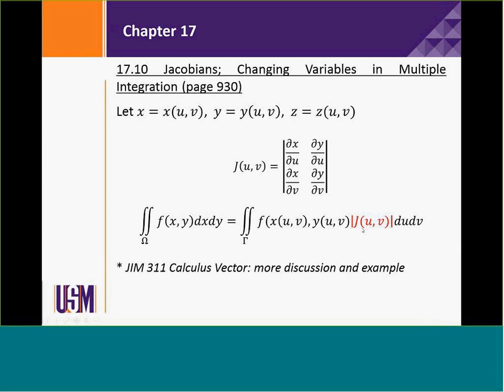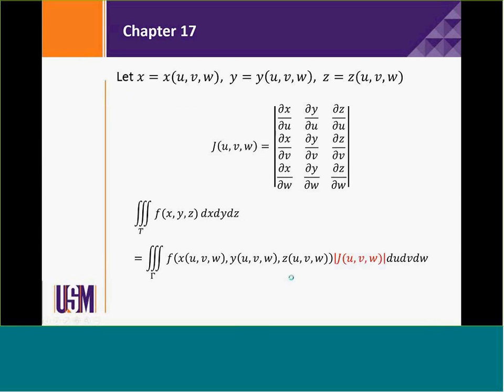Okay, so you will learn more in vector calculus. But this involves 3 variables: x, y, z change to u, v, and w. Then you are going to have the 3 by 3 Jacobian that you need to solve the determinant, and this is the one. So let's look at the simplest, the easiest one, the polar coordinates.